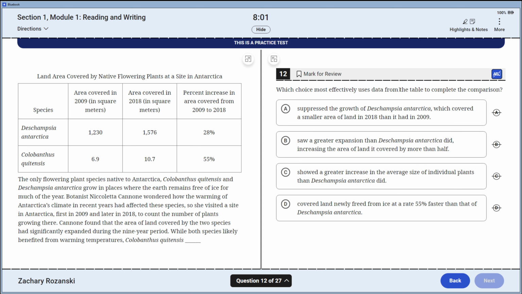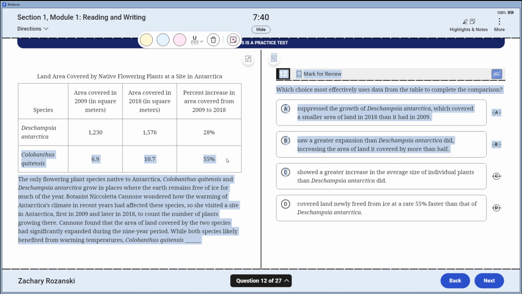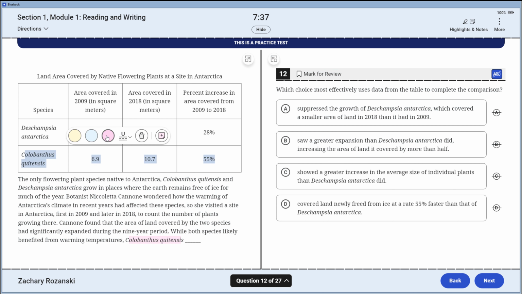Data from the table to complete the comparison. While both species likely benefited from warming temperatures, what's my title? Land area covered by native flowering plants. While both species likely benefited from warming temperatures, this one did what? I'm trying to find my fight right here. Suppressed this one. It's saying this one suppressed the growth of this one. Area covered in 2001, small. So this one did more. Area covered in 2018, and this is the percent increase.